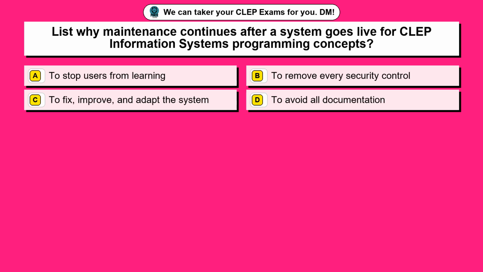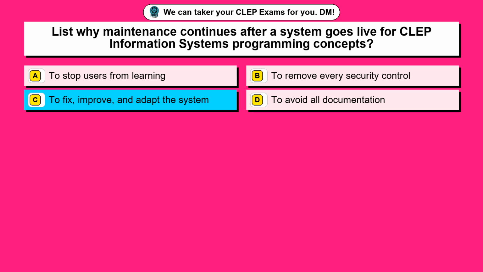Question 77. List why maintenance continues after a system goes live for CLEP Information Systems programming concepts. Option A. To stop users from learning. Option B. To remove every security control. Option C. To fix, improve, and adapt the system. Option D. To avoid all documentation.